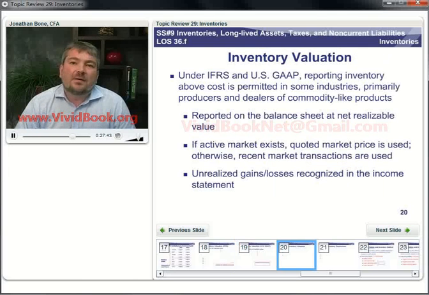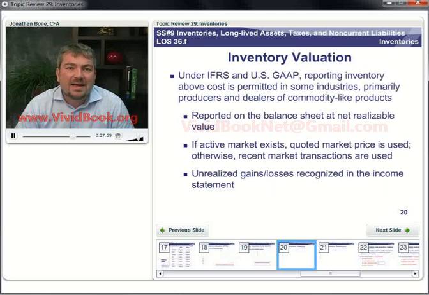So under IFRS and US GAAP, reporting inventory above cost is allowed, but only for certain industries. So it's very, very rare, essentially. Notice it tends to be producers and dealers of commodity-based products, things like oil, gold, that kind of stuff. In that scenario, you can report the inventory in your balance sheet at its realizable value rather than cost. Okay. Now, if there's an active market for this product, then essentially we just use the quoted market price as the estimate of realizable value.